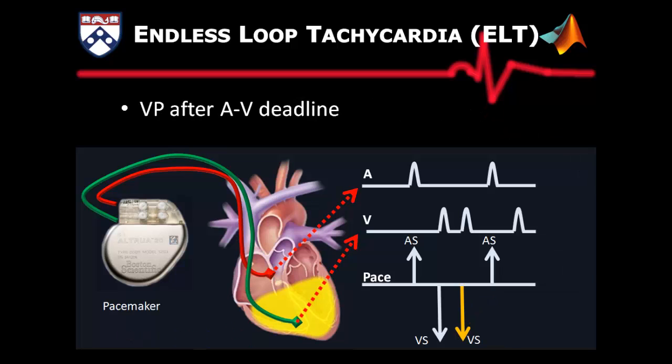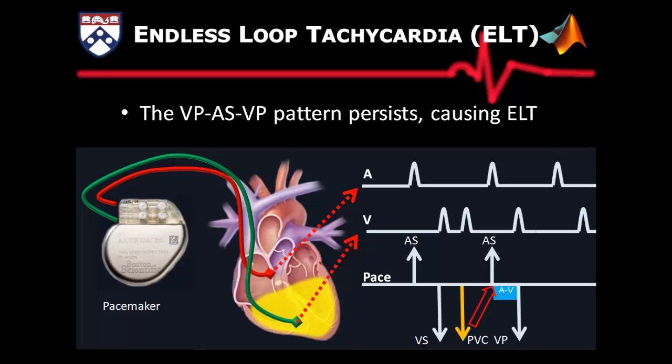However, with a pacemaker, the atrial sense triggered by the atrial contraction will trigger a ventricular pace after the programmed AV interval. The ventricular pace will trigger another backward conduction, which will trigger another atrial sense. The ASVP pattern will persist, and that's why it is called endless loop tachycardia.